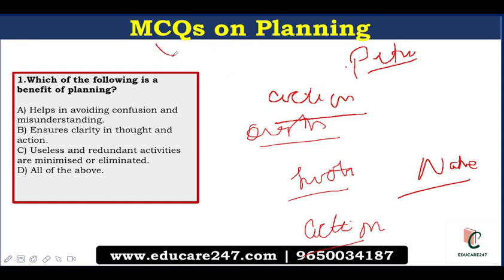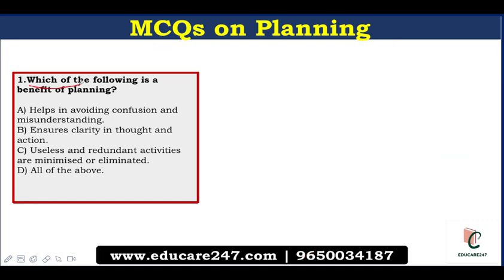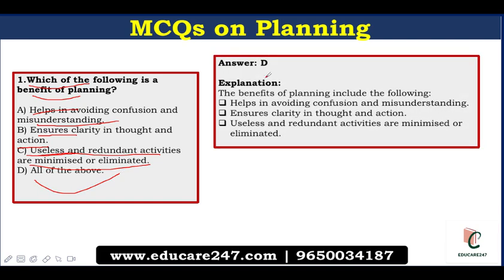Now, coming to the MCQs. Which of the following is a benefit of planning? A. It helps in avoiding confusion and misunderstanding. B. It ensures clarity in thought and action. C. Useless and redundant activities are minimized or eliminated. Or D. All of the above. So the correct answer here is D, that is all of the above.